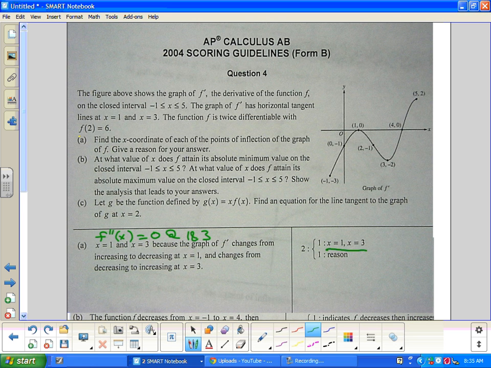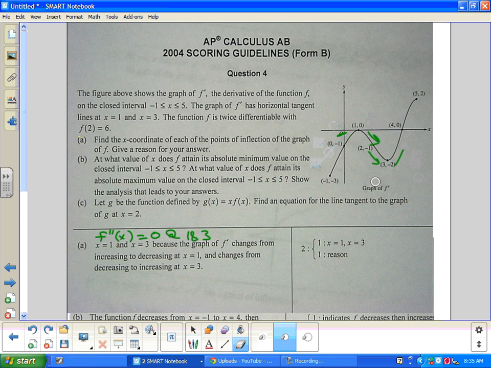Okay, they both are points of inflection because, and look how they did the reason, F prime changes from increasing to decreasing. Thus, that is a point of inflection. And that's for that one. And at 3, it goes from decreasing to increasing. You could even have said F prime prime goes from positive to negative, but you have to say it's F prime prime, not F prime. I much prefer to talk about the graph they have.